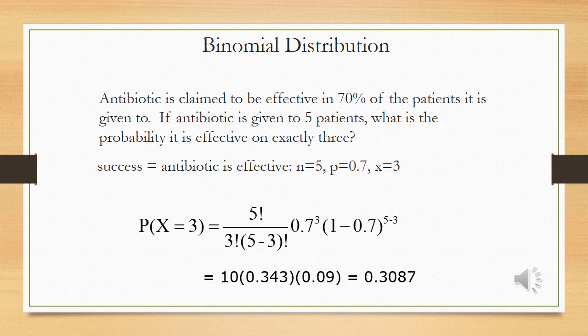In this example, an antibiotic is claimed to be effective in 70% of the patients it is given to. If the antibiotic is given to 5 patients, what is the probability it is effective on exactly 3? Now it's a little bit more specific. The success is the antibiotic being effective. n equals 5, because there are 5 patients, so the process is replicated 5 times. And p here is 70%, 0.7. And x, the number of successes, is 3. Then we plug the variables into the formula to get the number.